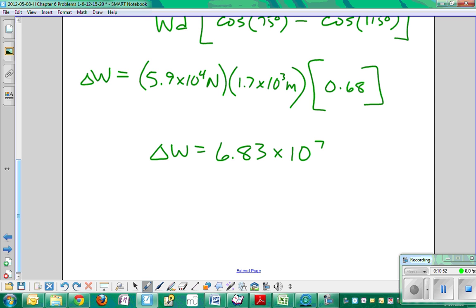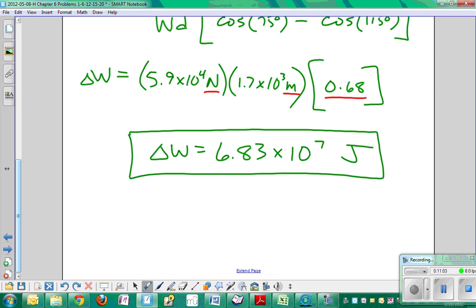All right, so let's look at our units here. We have newton meters. This is dimensionless. So a newton meter is a what? A joule. Yes, it is. So the difference in the work between the dive and the climb is 6.83 times 10 to the 7th joules, or 68 million joules, right? The amount of energy necessary to lift 68 million quarter-pounders. Dang. That is all.